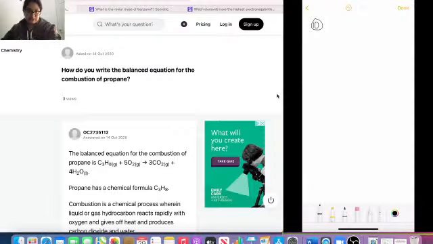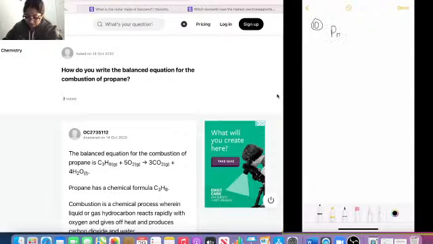Okay, our next question here says, how do you write the balanced equation for the combustion of propane? Okay, so when we're dealing with combustion reactions, we're basically producing carbon dioxide and water as our products. And so it says to write the balanced equation for the combustion of propane.